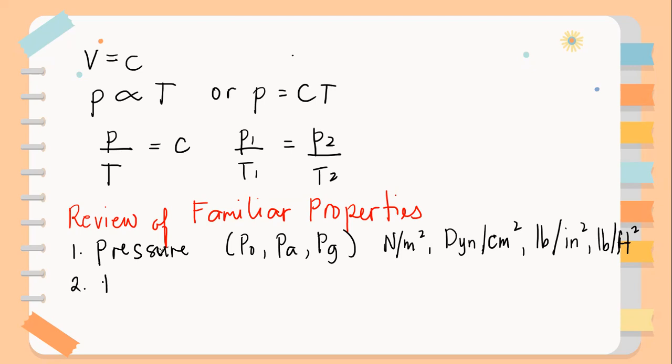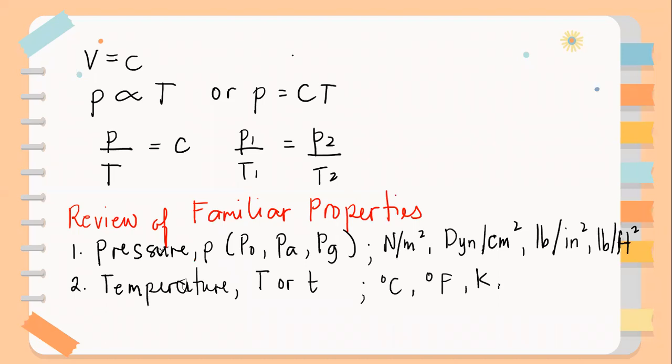Number two, we have the temperature. Temperature is the hotness or coldness of the body. The symbol for the pressure is P. For the temperature, it's either capital T or small letter t. Capital T is an indication of the absolute temperature. What are the units? We have degree Celsius, degree Fahrenheit, Kelvin, and degree Rankine.